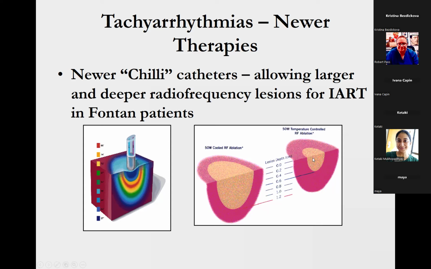So some of you who've done cases with me probably see that I use standard RF almost exclusively for typical SVT ablations, and I mostly use irrigated lesions only for patients who have very difficult ablations, typically in very large patients or in a Fontan patient.